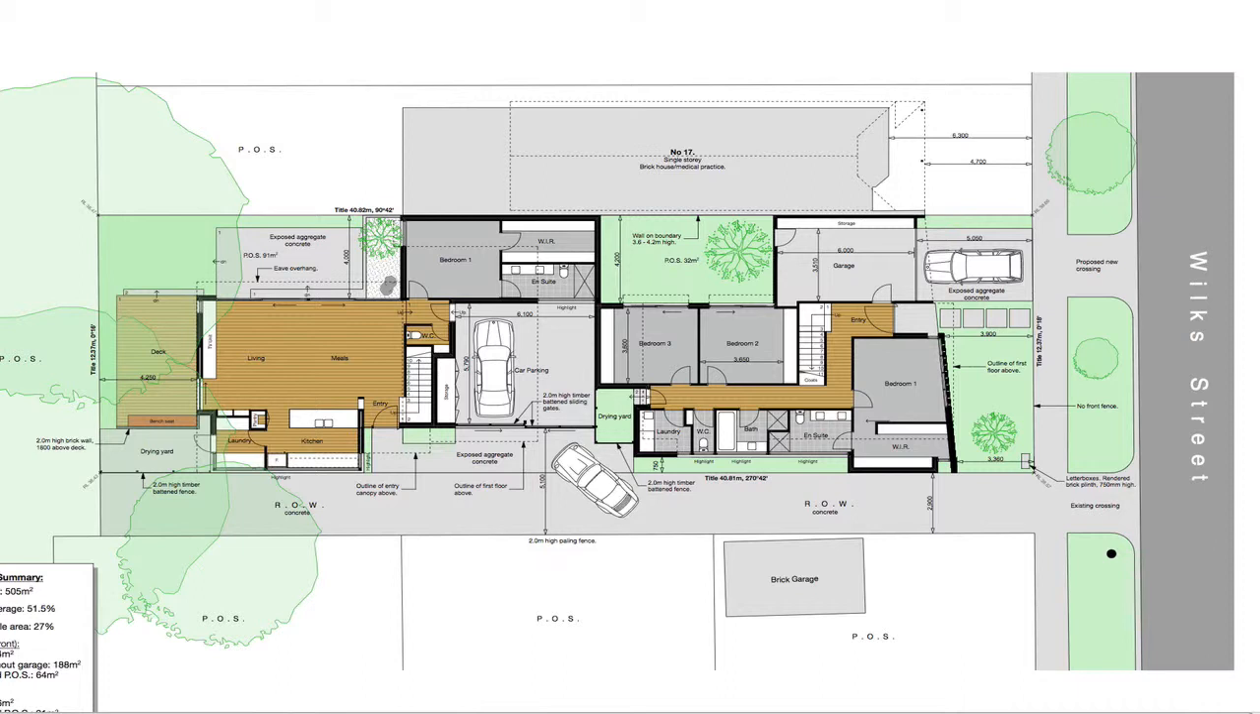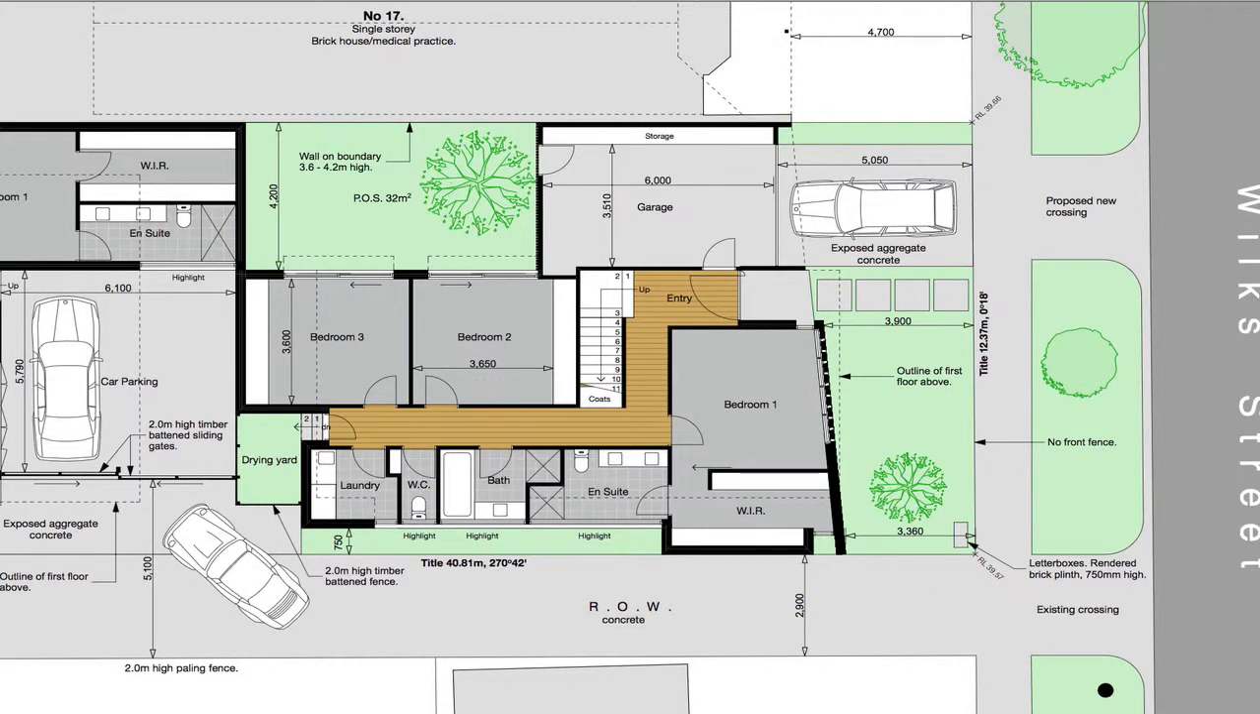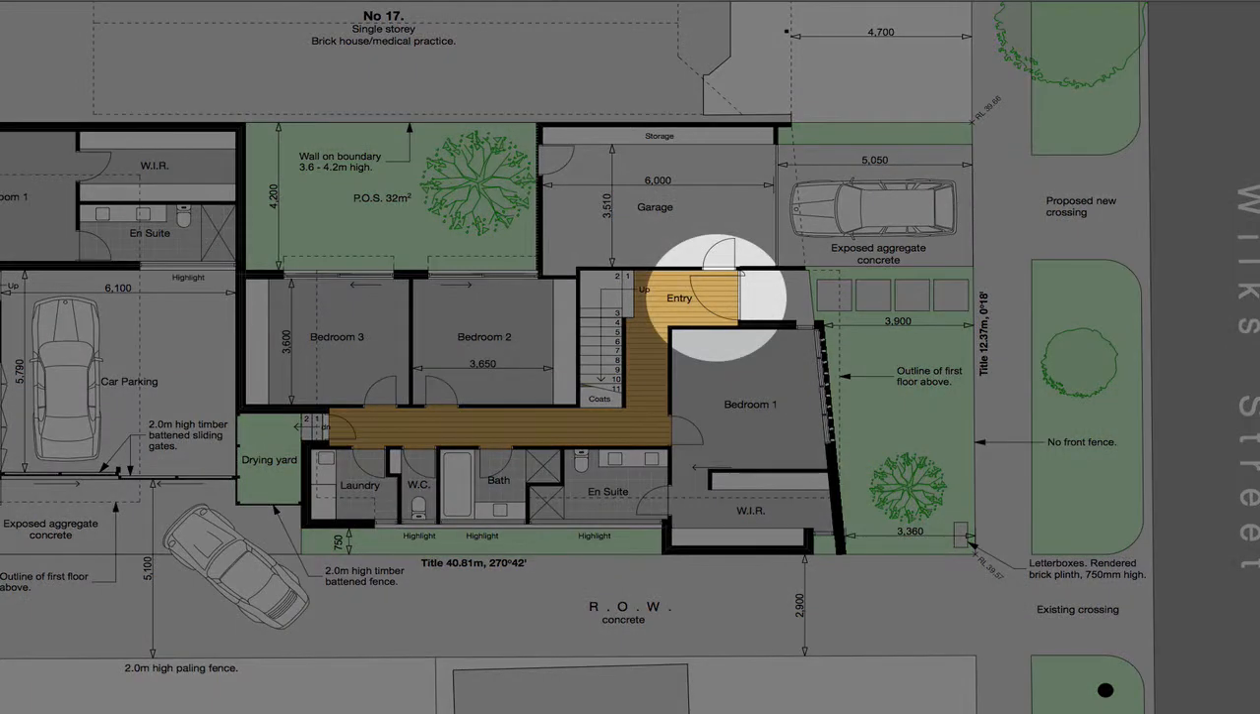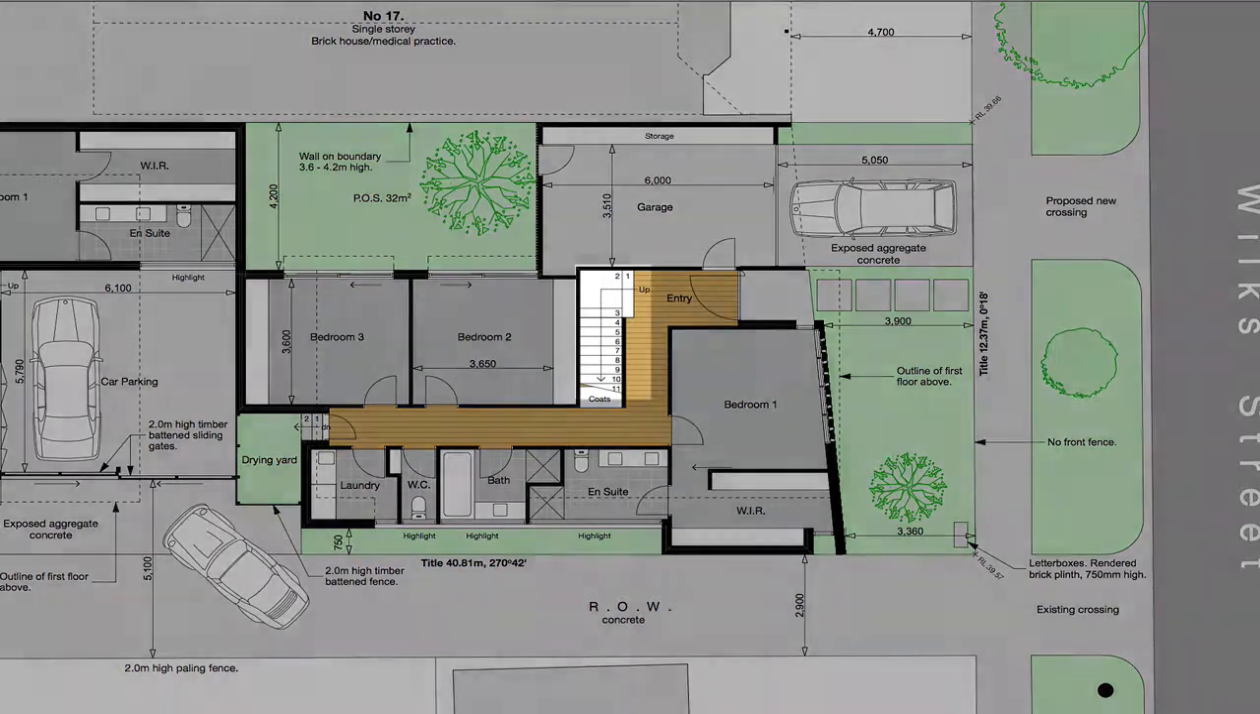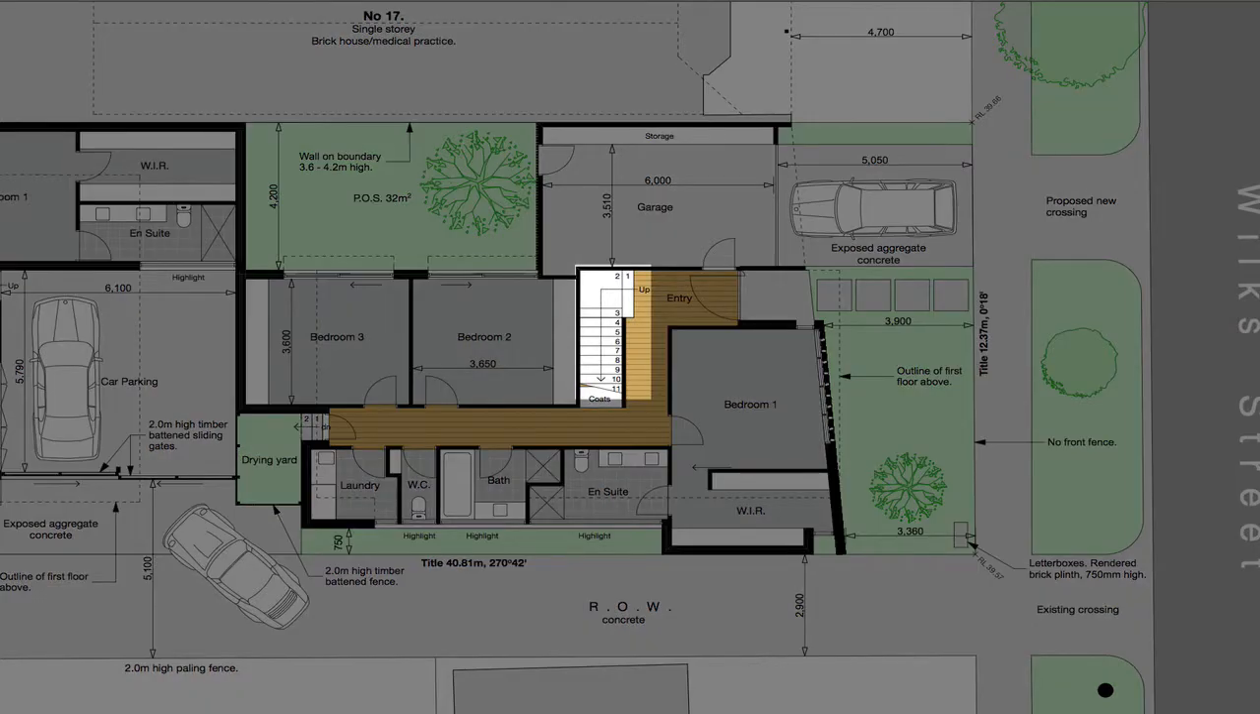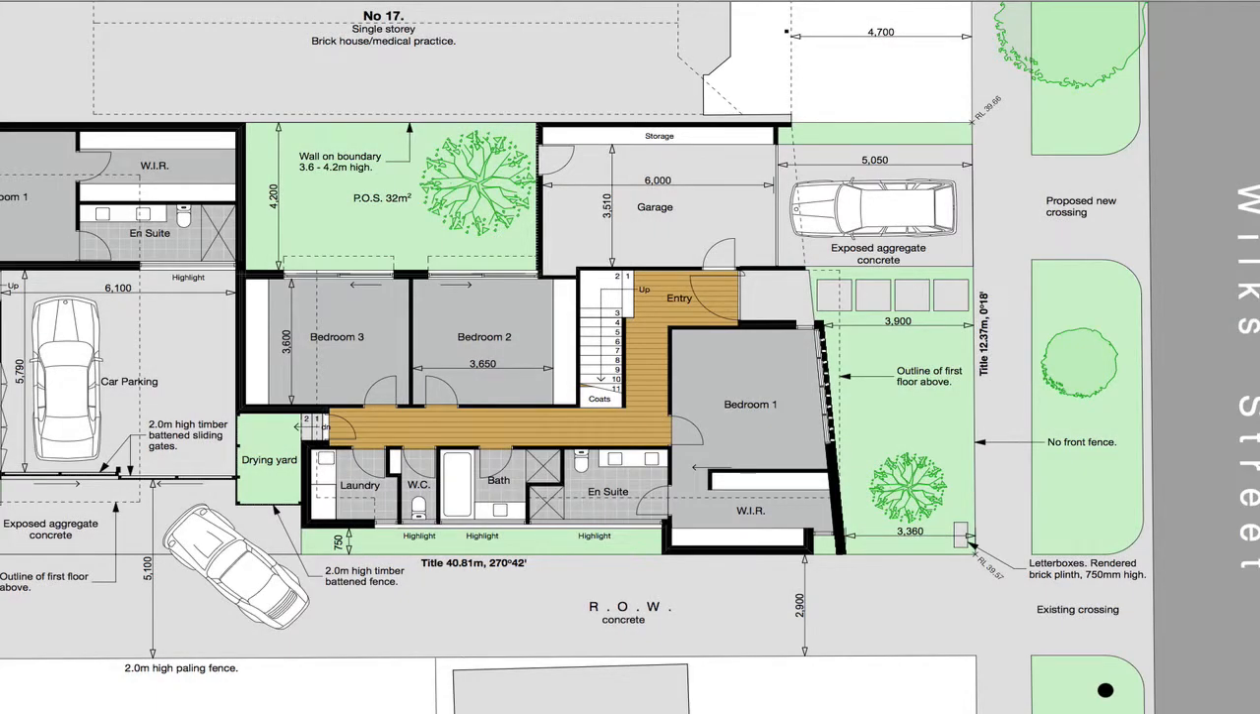Now I'd like to take you through the layout of the front unit. Let's zoom in a bit closer and I'll talk you through it. The front townhouse is entered from the street. We have the front door positioned here. Upon entry into this townhouse, we have right in front of us the staircase to the living areas located upstairs, which I spoke about in part 1 of this video.